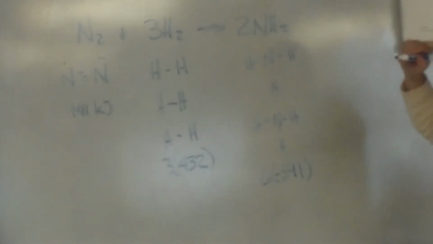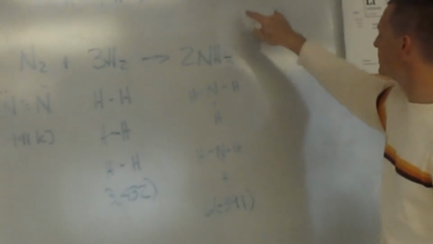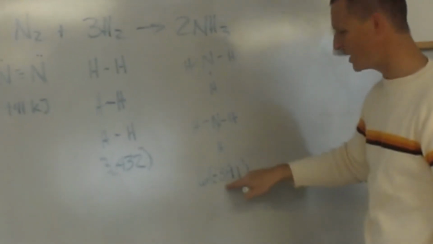I got -109 overall, right? Yes. Did you get this value? Take 6 times negative 391. It's like 2,300 something. 2, 3, 4, 6.